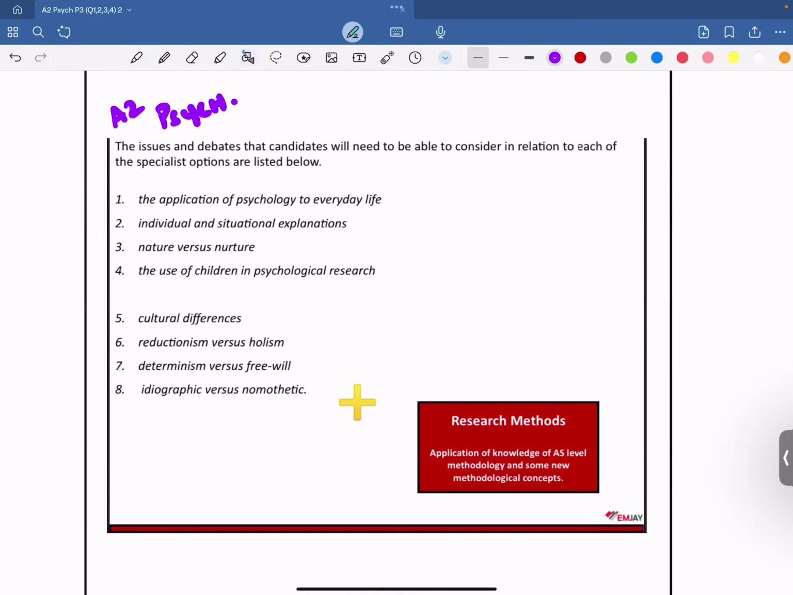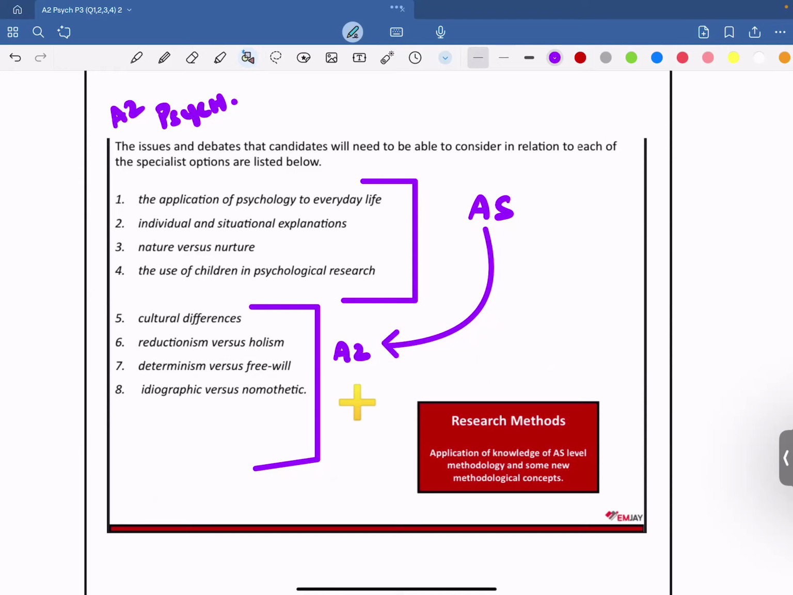These 4 different issues and debates have been picked up from AS. Now, when I say they've been picked up from AS, in other words, you have studied these in AS. And the ones beneath, these are the new ones that you've been taught in A2. So the first 4, even when they have been taught to you in AS, you would still expect to be questioned on them in A2. So this is what we're talking about, the nature versus nurture debate. You need to have a thorough understanding of the nature versus nurture debate.